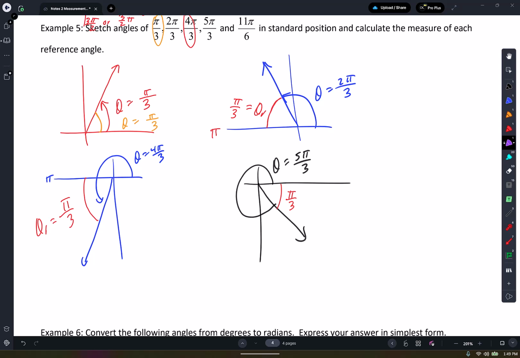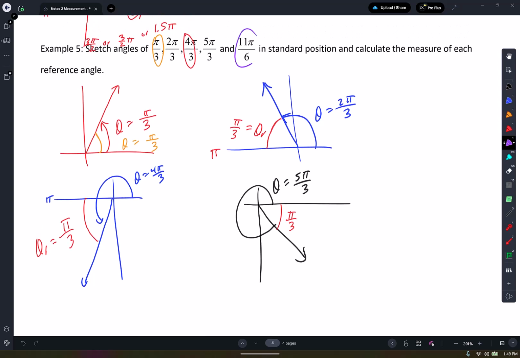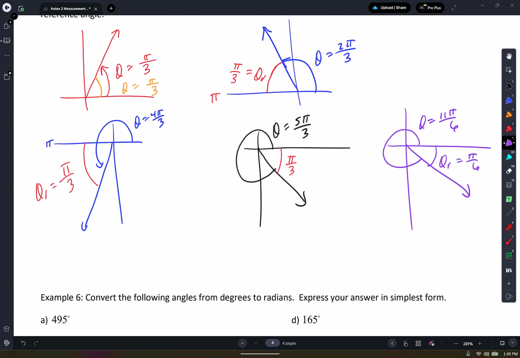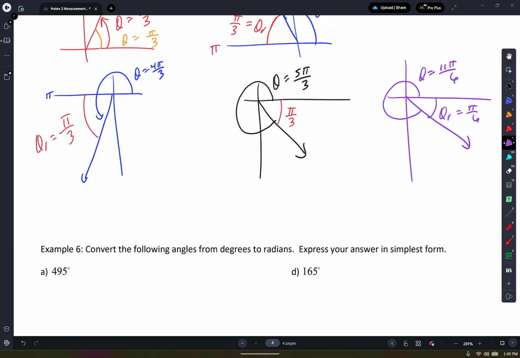11 pi over 6. Look how close you are to 2 pi. I am in quadrant 4 for sure. Right there. Finally, we got a number besides pi over 3. If the numerator was a 12, so 12 pi over 6, that would have been 2 pi. So what do you think this reference angle is? 1 pi over 6, or 1/6 pi, or pi over 6, however you say it. Is this getting easier, guys? Okay. I think we got it, guys.